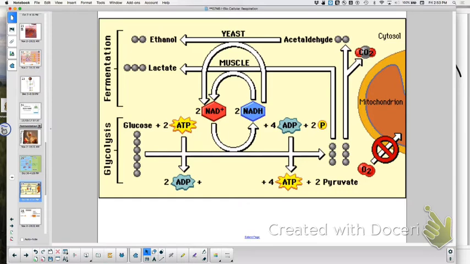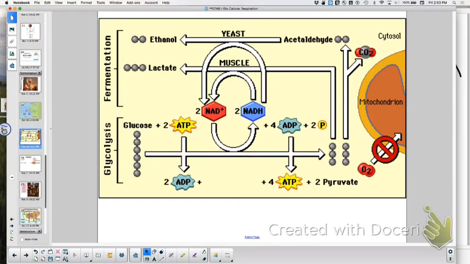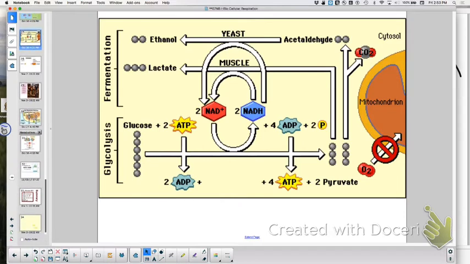Plants and yeast do a different strategy. They convert it to ethanol, and they will release the CO2 as a result of that.